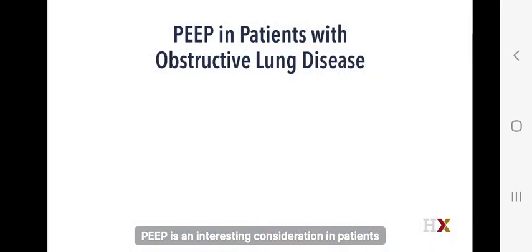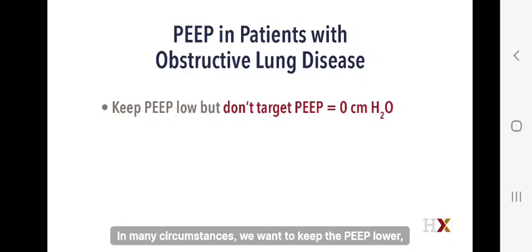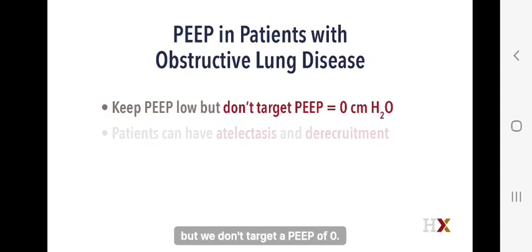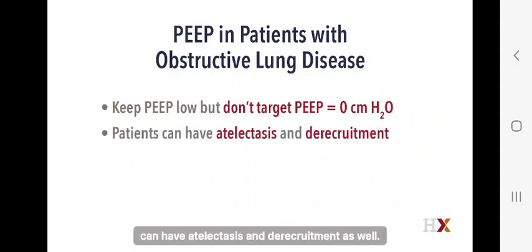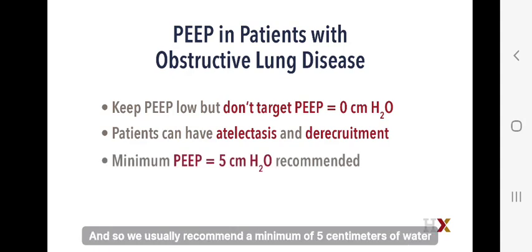PEEP is an interesting consideration in patients who have obstructive airways disease. In many circumstances, we want to keep the PEEP lower, but we don't target a PEEP of 0. Patients with obstructive airways disease can have atelectasis and derecruitment as well, and so we usually recommend a minimum of 5 centimeters of water for patients who have any sort of obstructive lung disease.